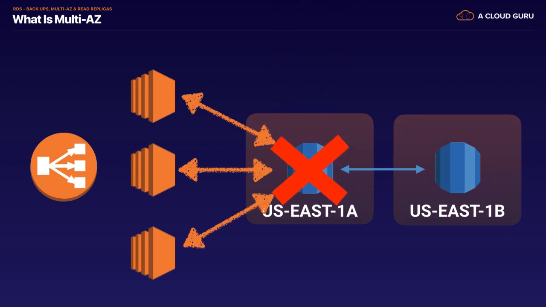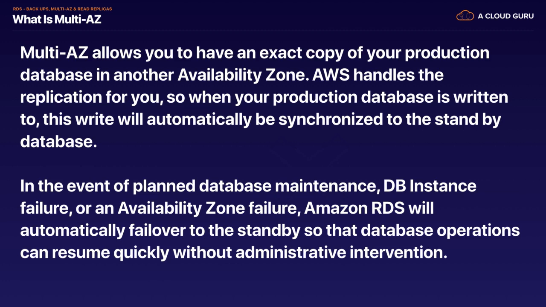Now, if you were to lose US East 1A as an availability zone, Amazon are going to update the DNS settings, and the RDS endpoint is automatically going to fail over to the RDS instance in US East 1B. So multi-AZ allows you to have an exact copy of your production database in another availability zone, and it's done through synchronous replication. AWS handles the replication for you.